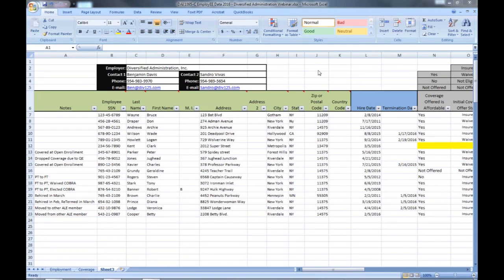for accuracy. To ensure we're able to process your data in an efficient manner, be sure to complete the employer information at the top. Please be sure to list 2 contacts, so even if someone's out of the office on a particular day, we're still able to get in touch with someone who will be able to assist us and answer any questions we may have. In this example, I've listed myself, Benjamin Davis, as well as my assistant Sandro Vivas, as the contacts for questions related to the Diversified Administration spreadsheet.